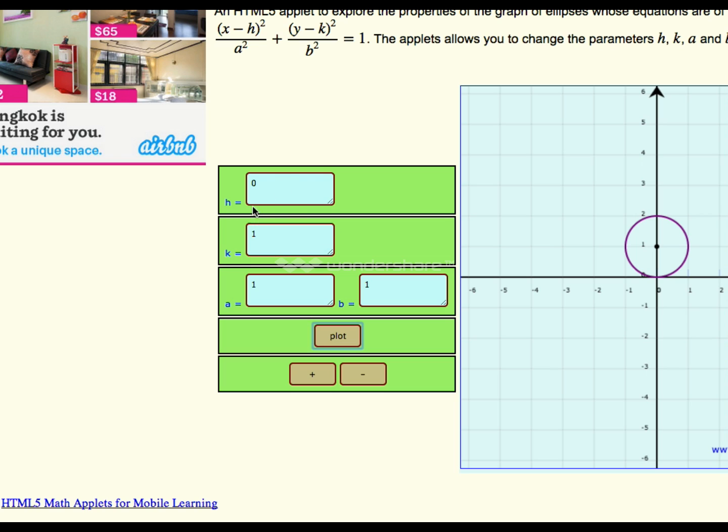So as you see here, when H is 0, the center is on the y-axis, and when K is 1, y is 1. And if A and B are 1, then the distance or the radius is 1 unit. If I change this to 0, A to 2, B to 3, the center will move to the origin. The vertical radius would be 3 units apart, and the horizontal radius is 2 units apart.